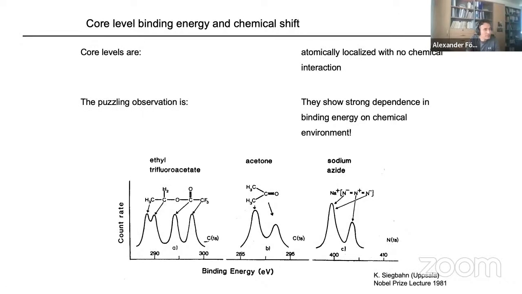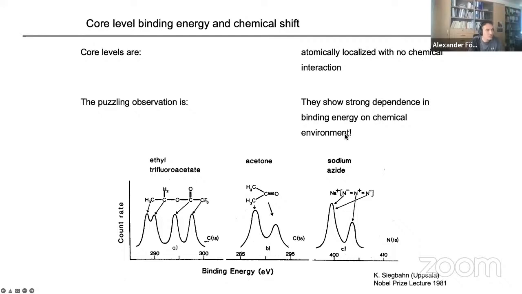Now, the beautiful thing of having core levels is that they allow us to distinguish chemical species, which are otherwise in a way tricky to figure out in what state they are in. And that in a way is surprising, because as we said, the core levels are atomically localized and they really don't overlap with their neighbors. Still, they carry a very, very strong dependence of the core level binding energy on the chemical environment.